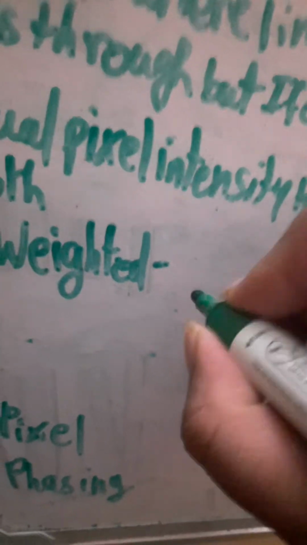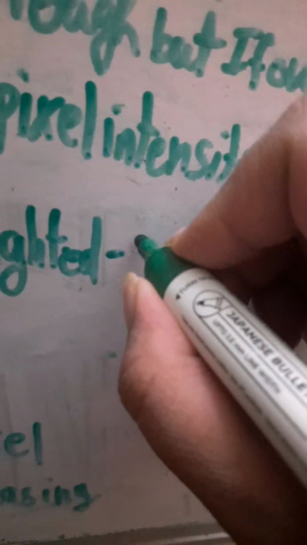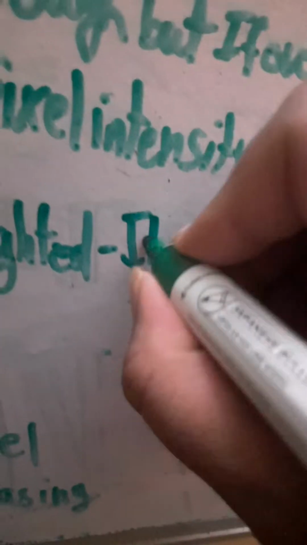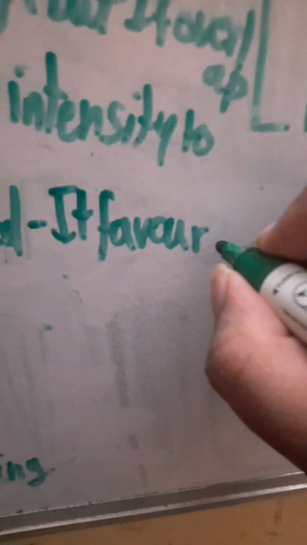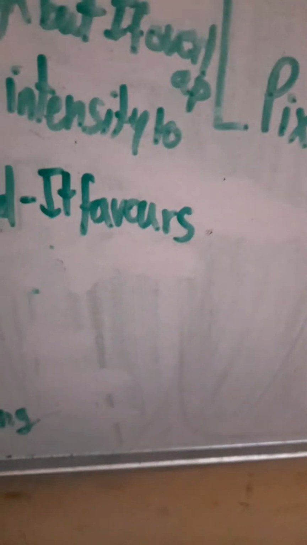You okay, man? So what happens in weighted is it favors the center. Favors pixels.